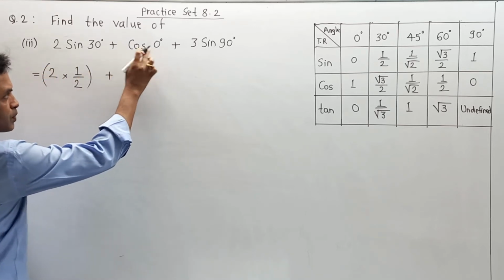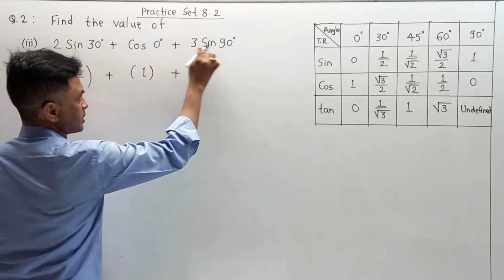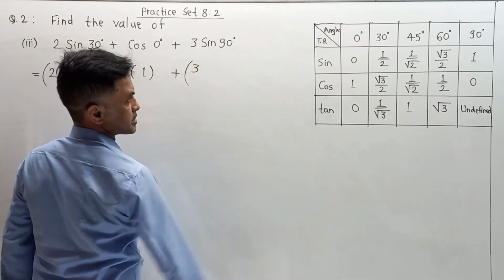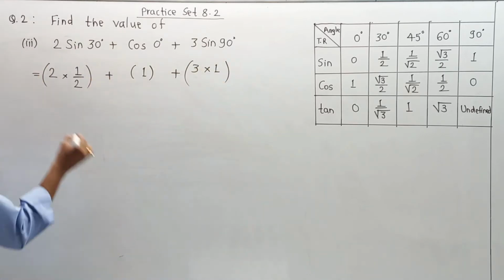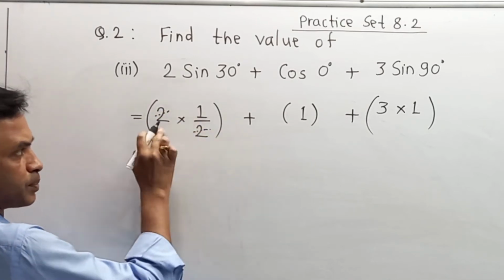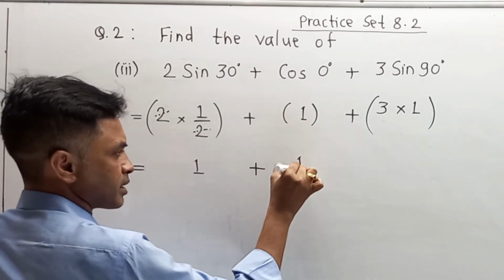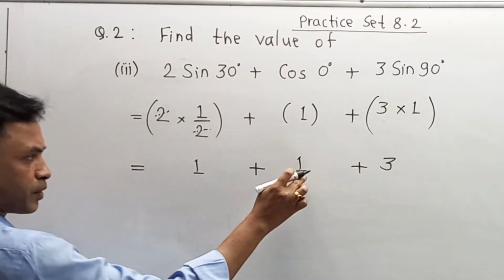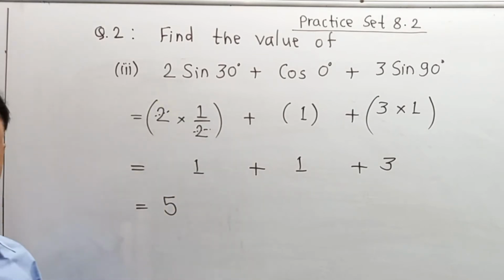Plus cos 0. The value of cos 0 from our table is 1. Plus 3 sin 90 degree. So 3 sin 90, again from the table, sin 90 is 1, so 3 into 1. Now we have to simplify this. The numerator 2 gets cancelled with the denominator 2 in the product, so only 1 remains. The second value is also plus 1, and 3 into 1 is 3. So 3 plus 1 is 4, 4 plus 1 is 5, and the answer is 5. This is the answer of this numerical.